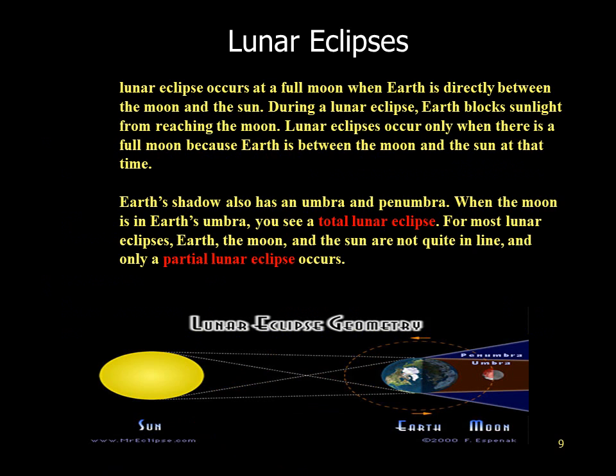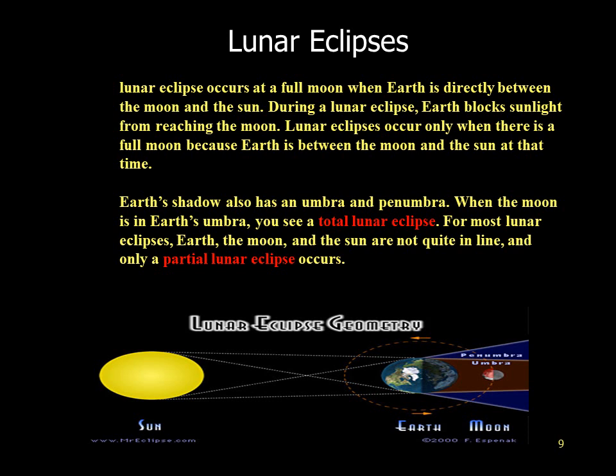Now, what is a lunar eclipse? A lunar eclipse occurs at a full moon, when Earth is directly between the moon and sun. During a lunar eclipse, the Earth blocks sunlight from reaching the moon. Lunar eclipses occur only when there is a full moon because Earth is between the moon and sun at that time. Earth's shadow also has an umbra and penumbra.